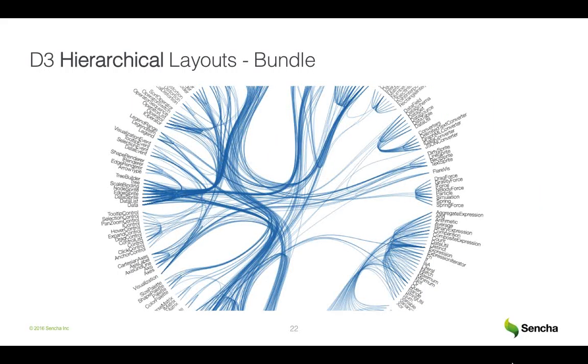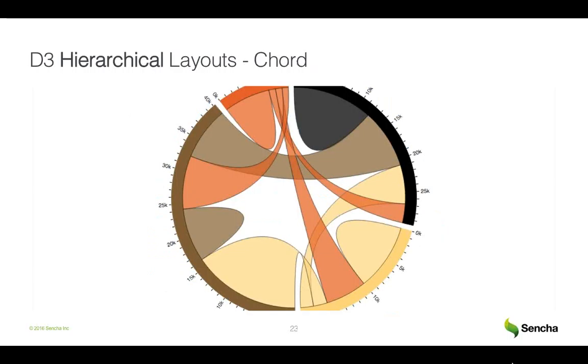Another one is a bundled layout, which implements the hierarchical edge bundling algorithm, where for each link input, a path is computed that travels through the tree up to the parent hierarchy, to the least common ancestor, and then back down to the destination, so that you can see what is connected to what at a high level, at a glance, as opposed to recursively traversing a tree. A similar layout is a chord layout, which produces a chord diagram at a much lower level of abstraction.